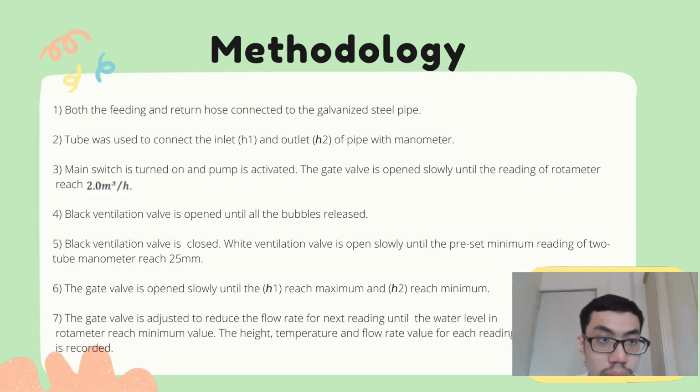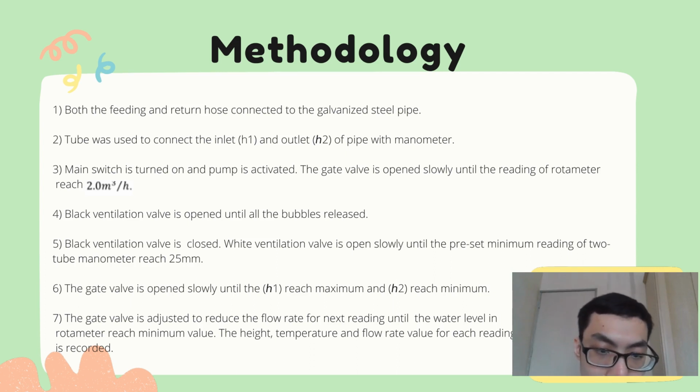The following is about the methodology part. First of all, both the feeding and return hose are connected to a galvanized steel pipe. Tubes were used to connect the inlet H1 and outlet H2 of the pipe with the manometer. Main switch is turned on and pump is activated. The gate valve is opened slowly until the reading of the rotameter reaches 2.0 meter cube per hour. Brake ventilation valve is opened until all the bubbles are released. Brake ventilation valve is closed after that.